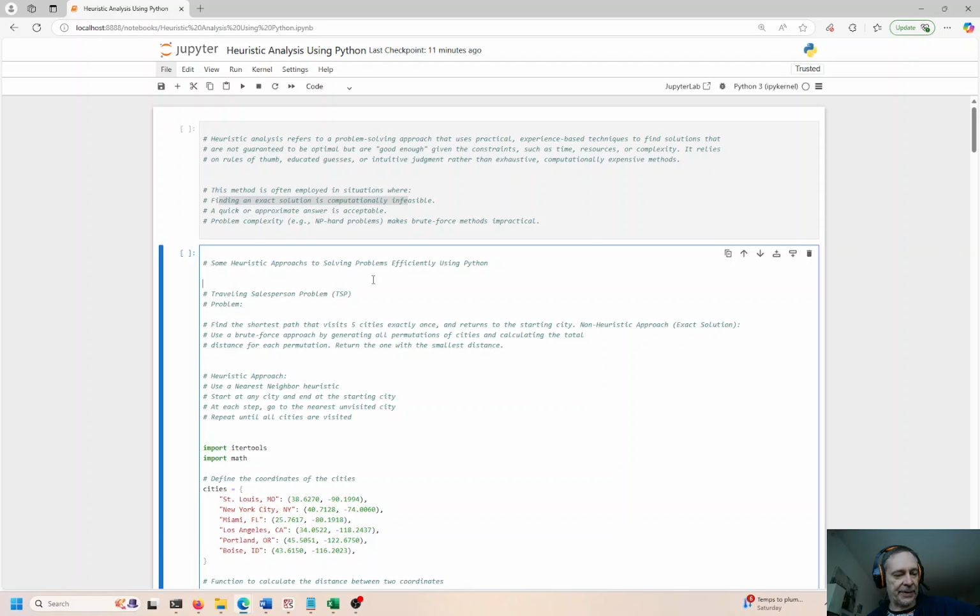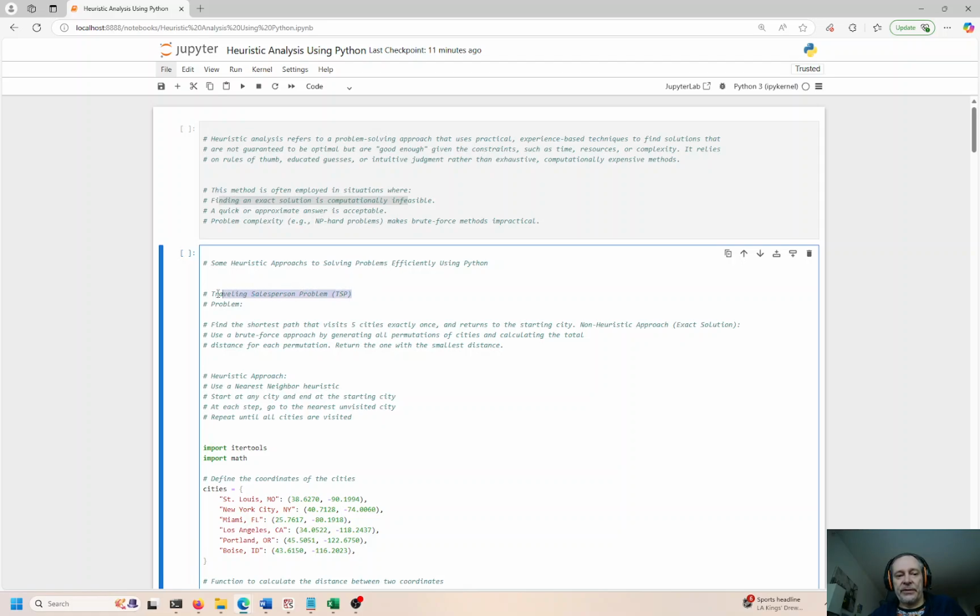So I've seen in the past where people use brute force methods to solve problems, and it could take hours, it could take days, even weeks. With a heuristic approach, the same problem could probably be solved in a tiny fraction of the time, maybe less than an hour, maybe just a few minutes. Okay, so let's look at some examples here.